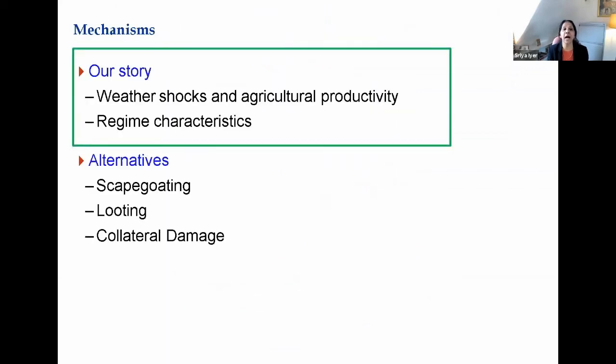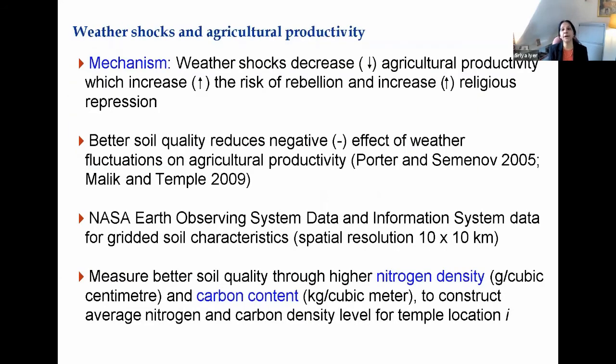So our story here, how do we actually explain these desecrations, is very much revolving around weather shocks and agricultural productivity and regime characteristics, but there are various alternatives as well. So I'll take you through first our story and then talk about some of the other potential alternatives. So we're arguing that weather shocks decrease agricultural productivity, which increases the risk of rebellion, and this increases religious repression.